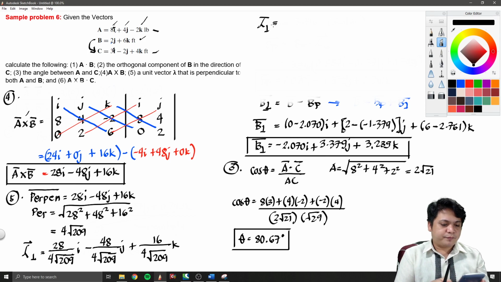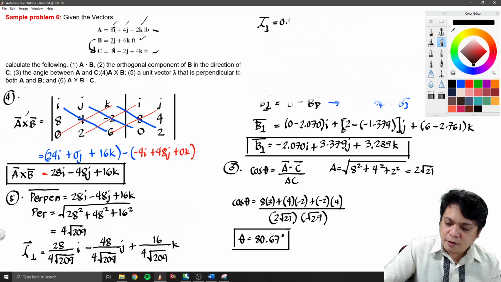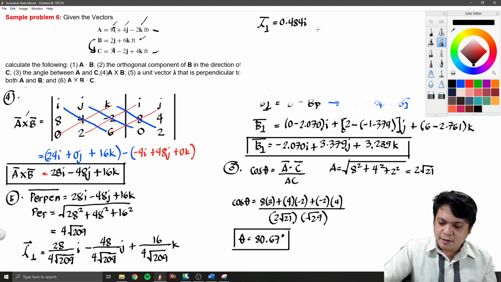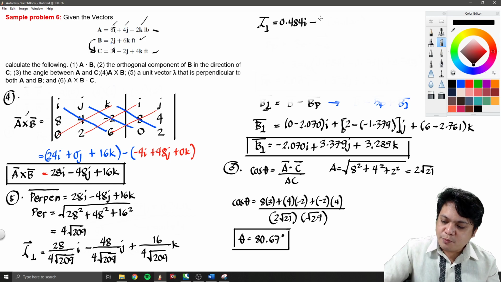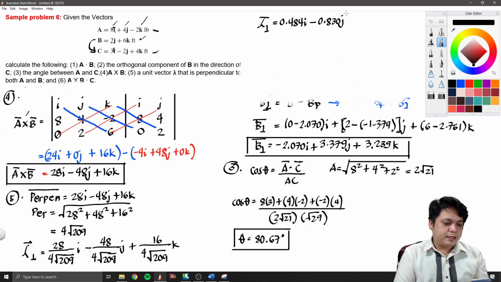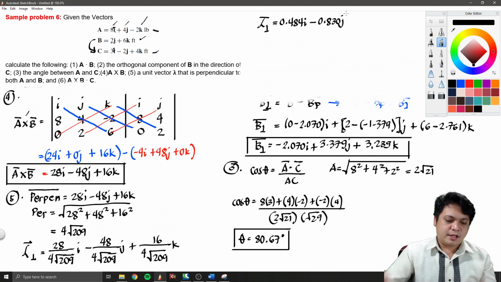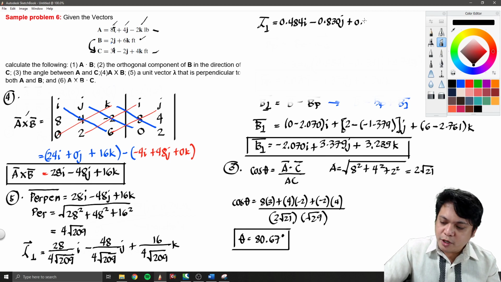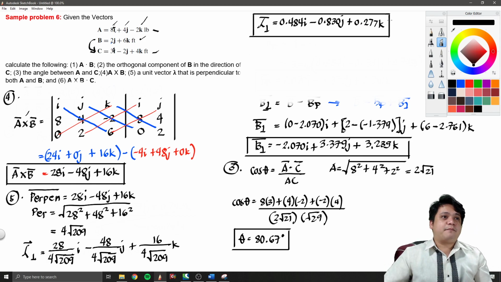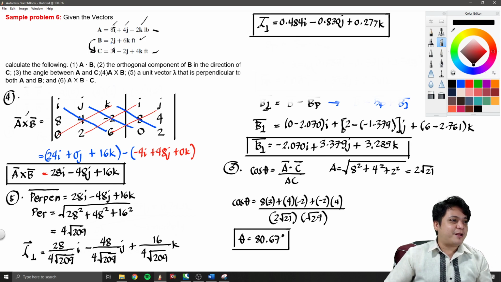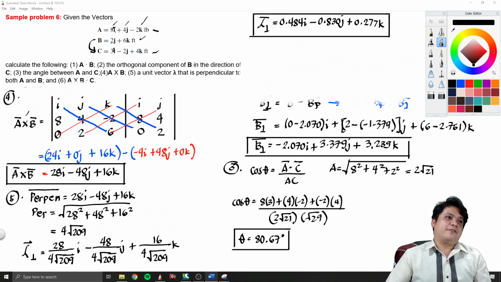So, 28, 0.484 of i, and then minus 48, 0.830 of j, and then next we have 16, plus 0.277 of k. So this is now perpendicular to both A and B. But take note of this one.